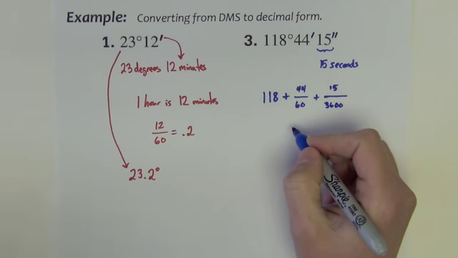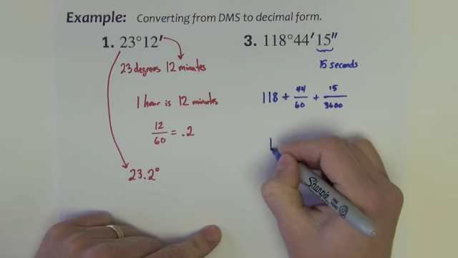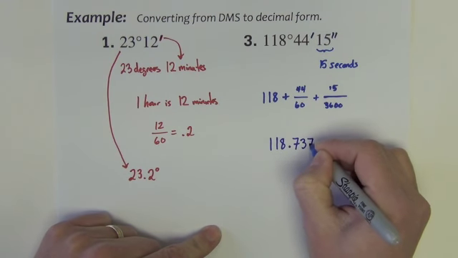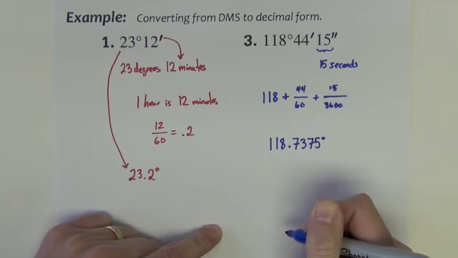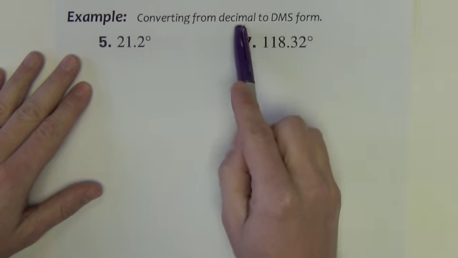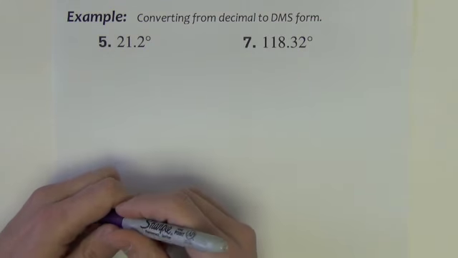So if we work this out, and a calculator would help, I have 118 plus 44 divided by 60 plus 15 divided by 3,600. On the calculator I have 118.7375 degrees. Okay, next let's do some examples going from decimal form to DMS form, just the reverse of what we were doing. And how would we do that?